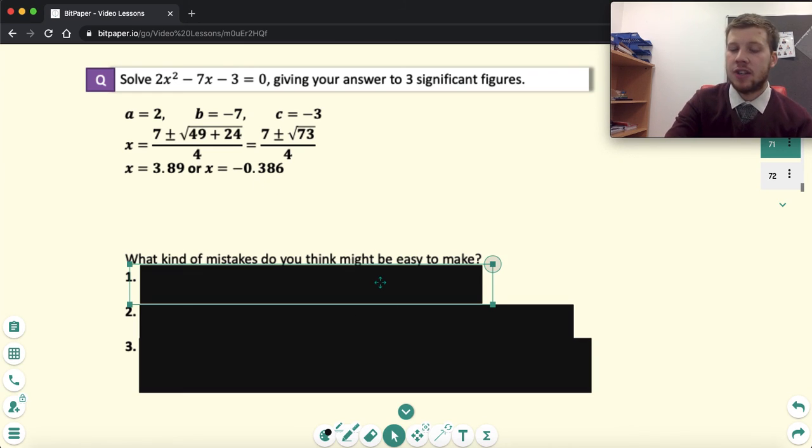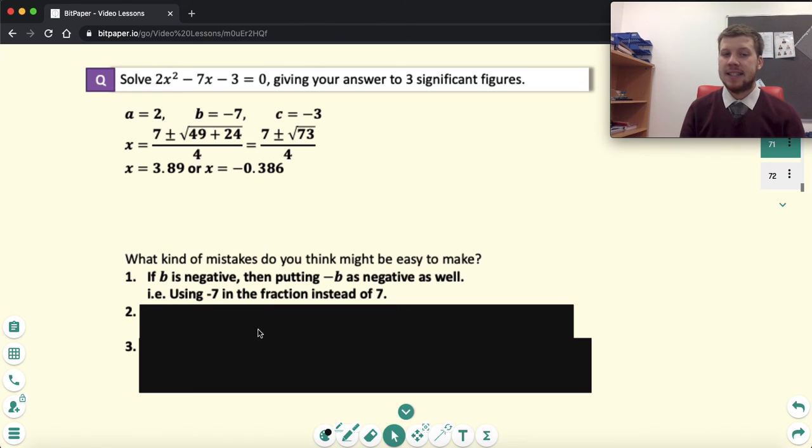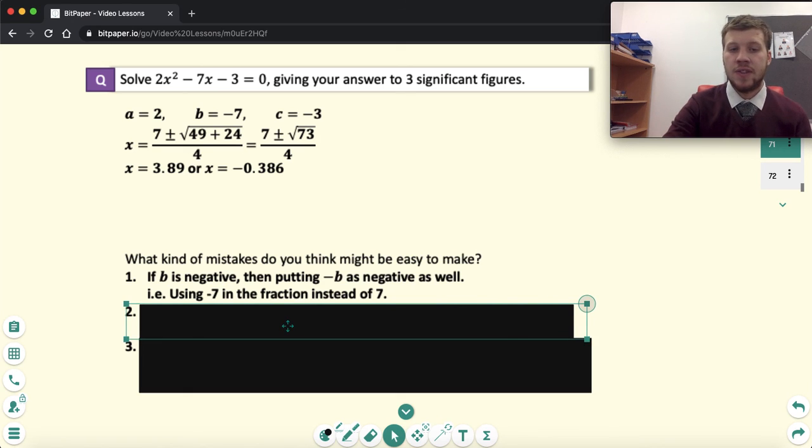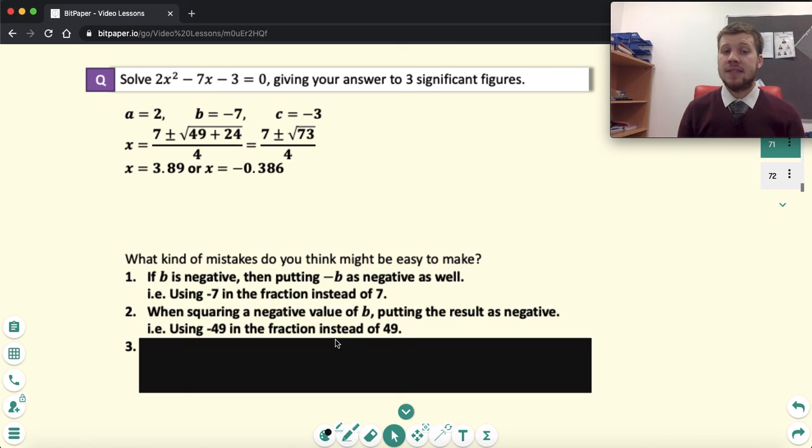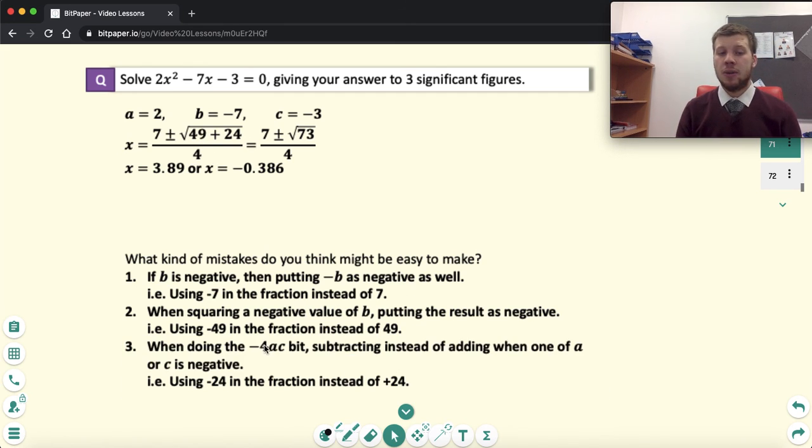The first mistake I think students are going to make is that if b is negative, they would put a negative 7 at the front, rather than realising that it's the negative of b. Negative of negative 7 is positive 7. The next step is when squaring a negative value. Here, for this 49, they might get negative 49. And finally, when doing the negative 4ac, they might actually do the subtraction rather than adding it on.